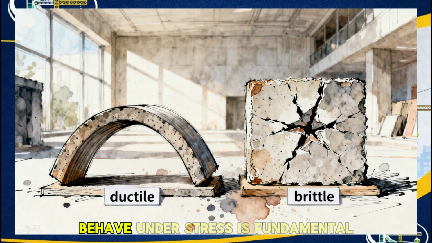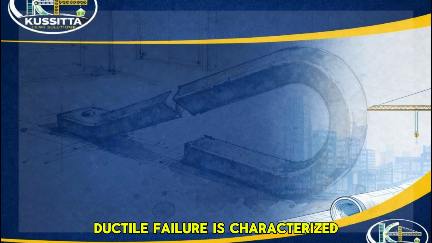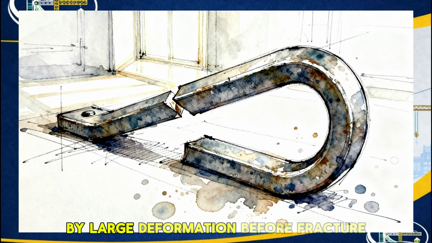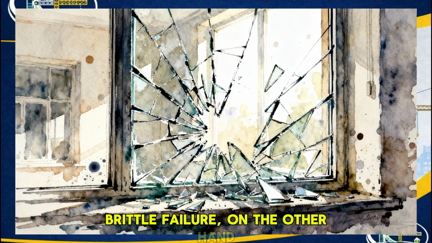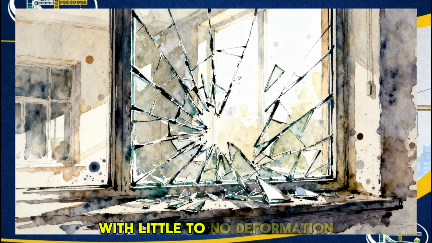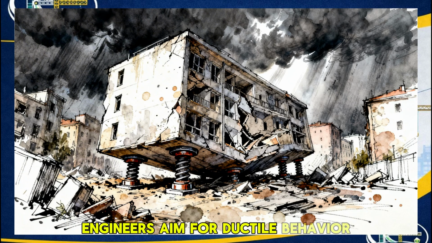The way materials behave under stress is fundamental. We categorize material failure into two main types, ductile and brittle. Ductile failure is characterized by large deformation before fracture, significant energy absorption, and clear warning signs. Brittle failure, on the other hand, involves sudden fracture with little to no deformation and minimal energy absorption. Imagine glass shattering instantly. Brittle failure offers no warning and is extremely dangerous. Engineers aim for ductile behavior, especially in seismic regions.